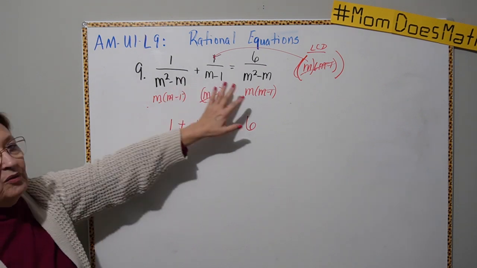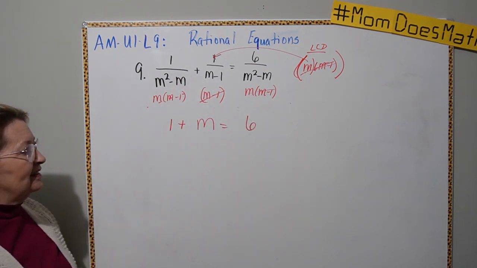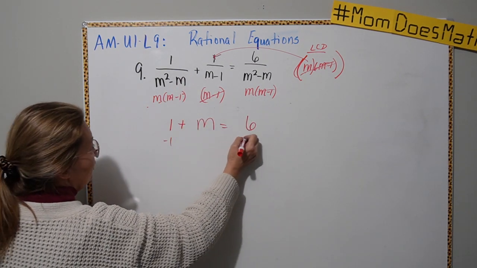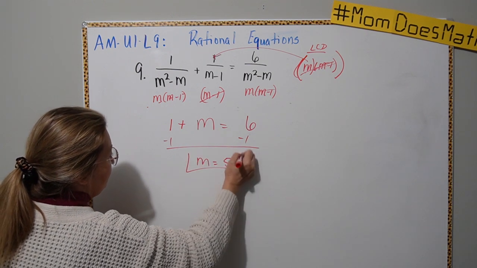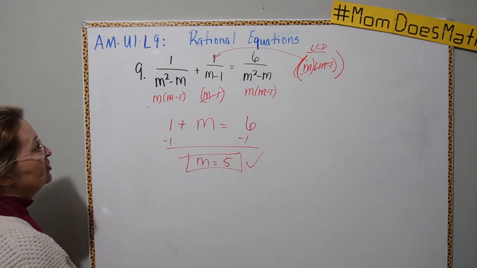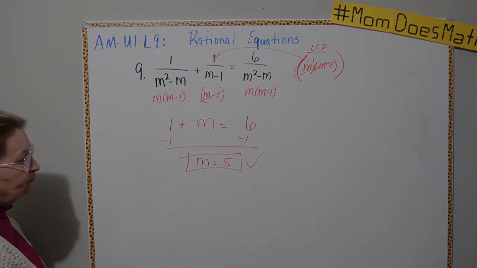Now, I know that was a headache, but look how easy it is now. All you're going to do is subtract 1 from each side, and m is equal to 5, and you can check that, and yes, it works.